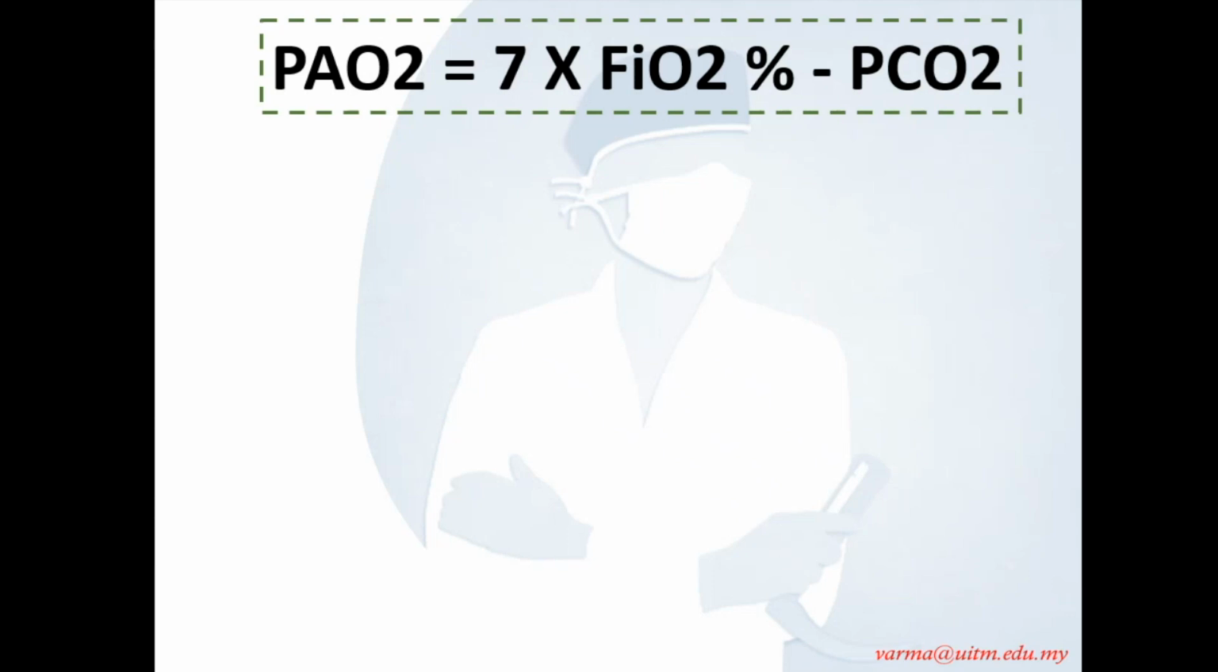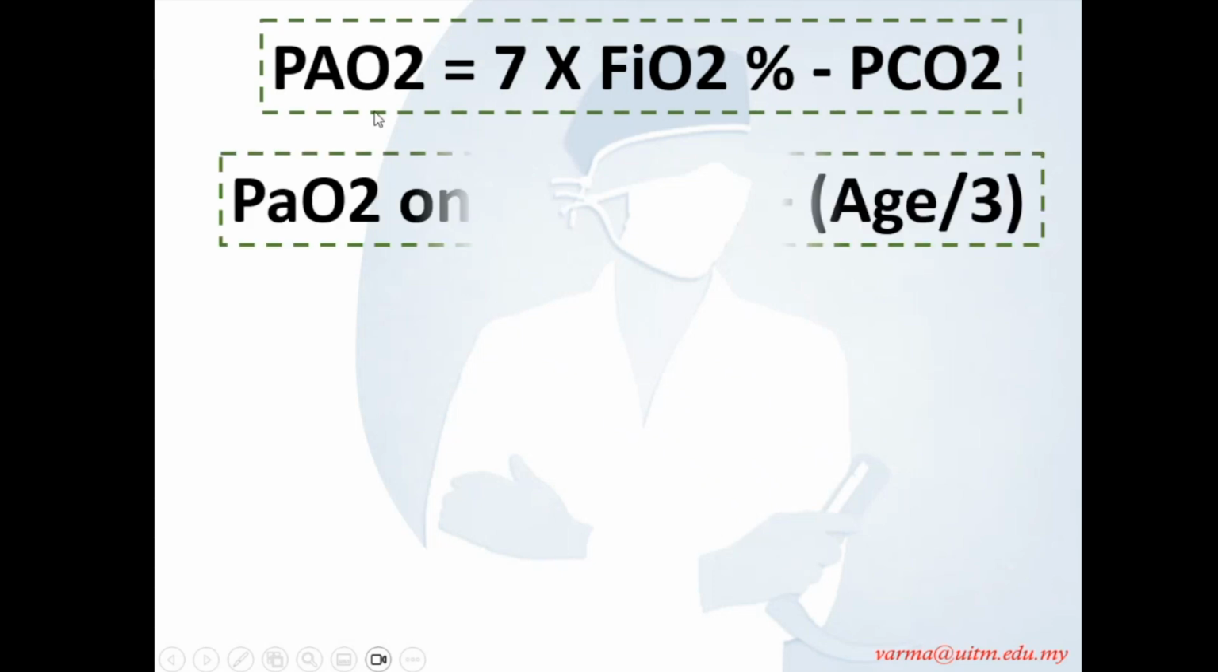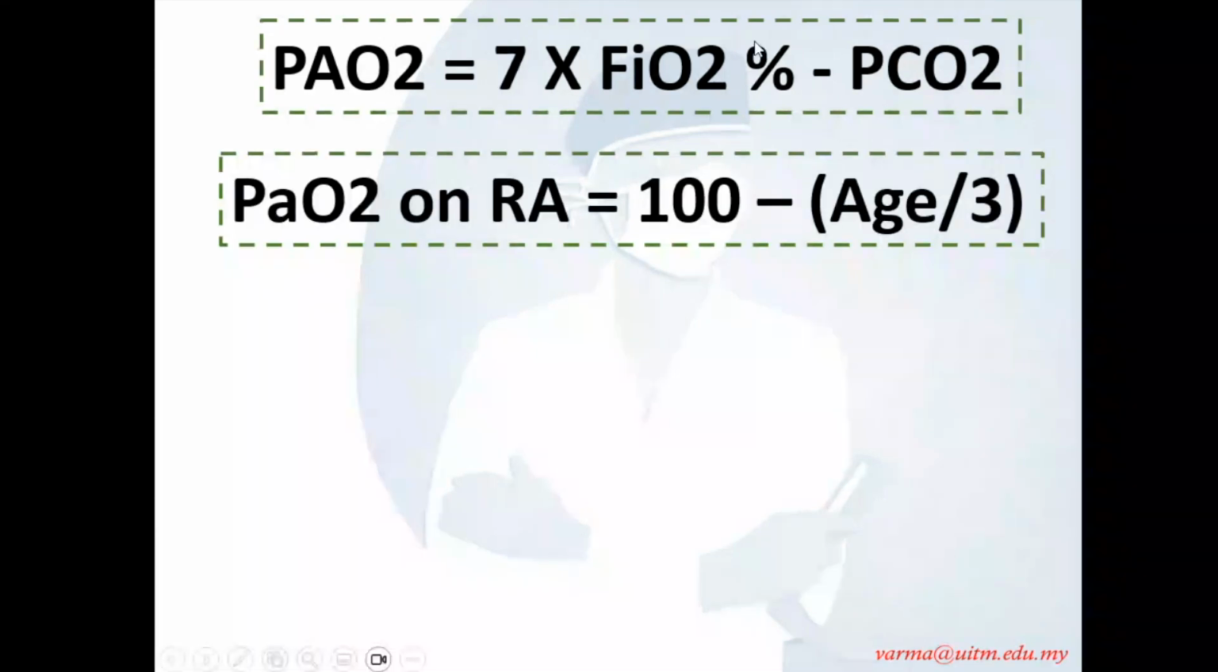That is your alveolar partial pressure of oxygen: 7 times 60% of your FiO2, minus the PCO2 that you get from your ABG. This is for the person being ventilated. Then how do we calculate PaO2 on room air? This is by the age.